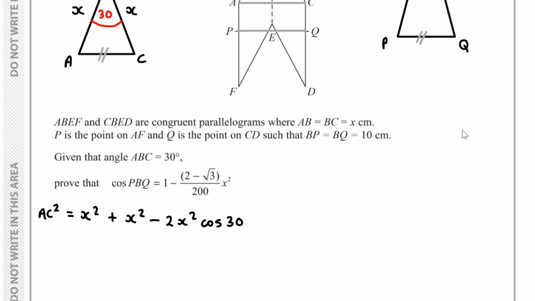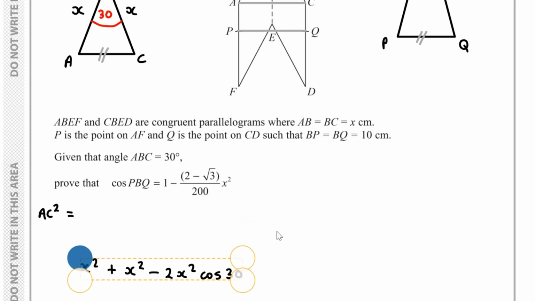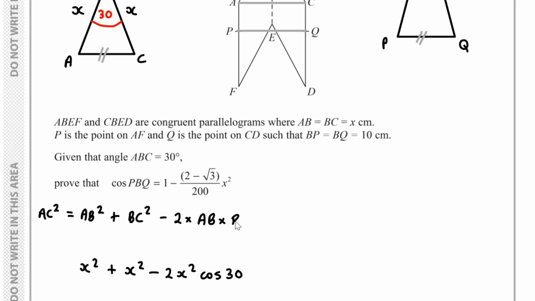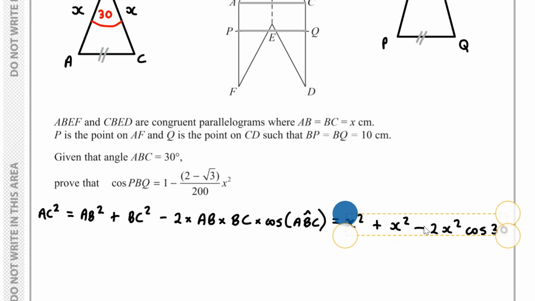So if I actually write this out in full, it might make more sense. So AC squared is equal to AB squared plus BC squared minus 2 lots of AB times BC times the cosine of the angle ABC. So if I work this out, we get this over here. Okay, and now we need to somehow simplify all this.